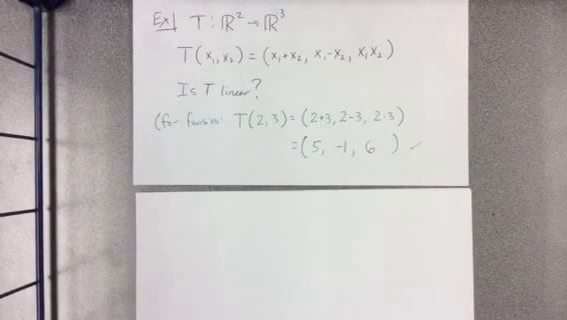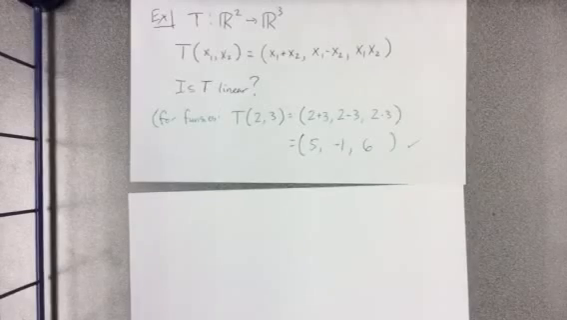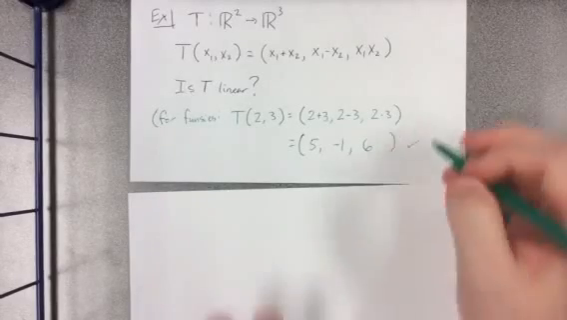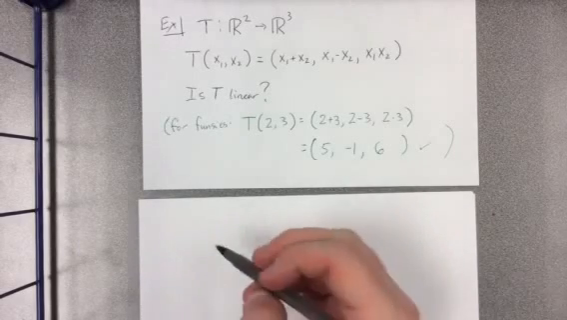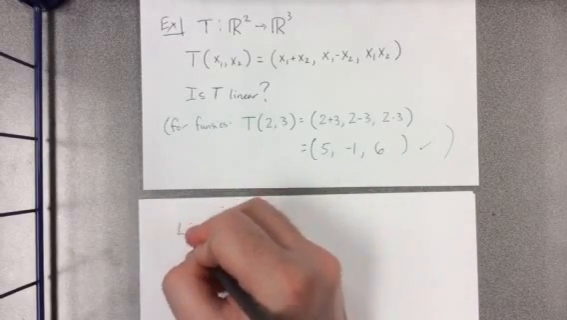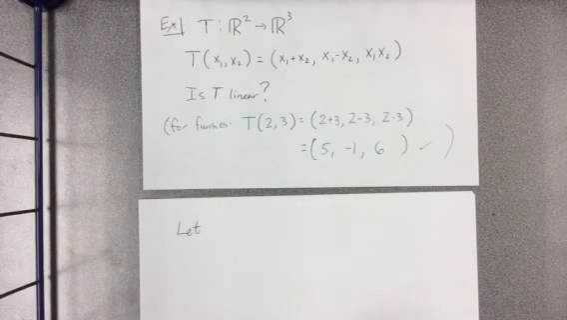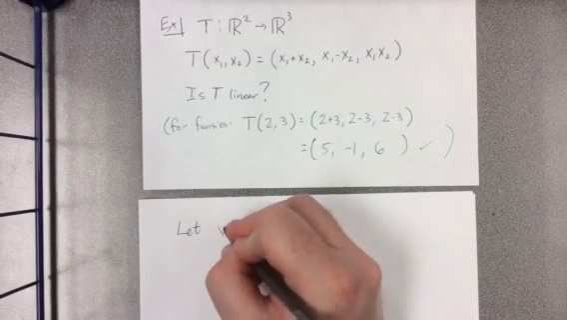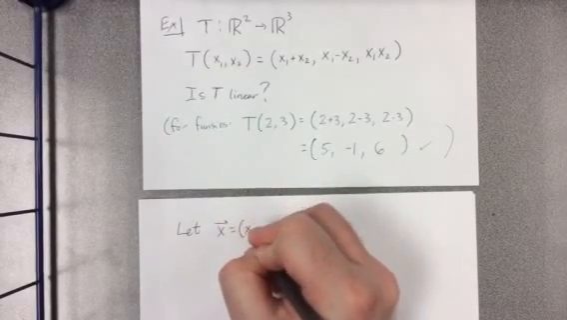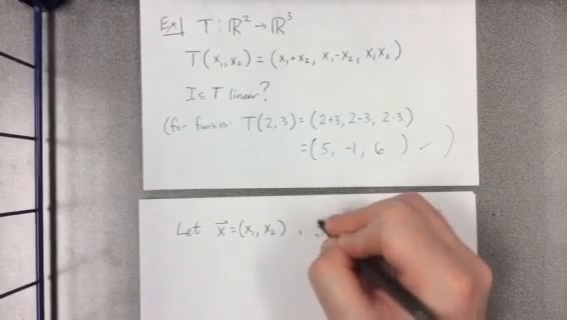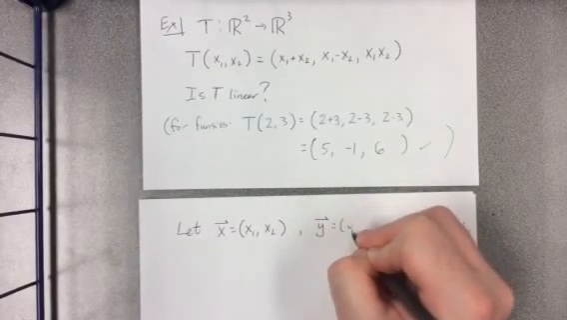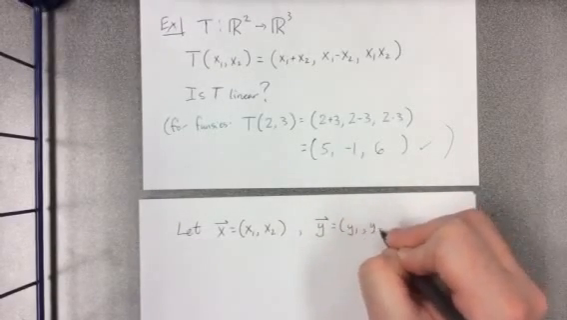So now we'll go back to the question at hand and say, is the transformation linear? Now, in order to verify the properties of linearity, we have to do it as generally as possible. So first thing I'm going to need is two generic-looking vectors that are both in R2. So I'm going to take the vector x and say that it's equal to the vector with components x1 and x2. Then I'm going to take the vector y and say that it's equal to the vector with components y1 and y2.